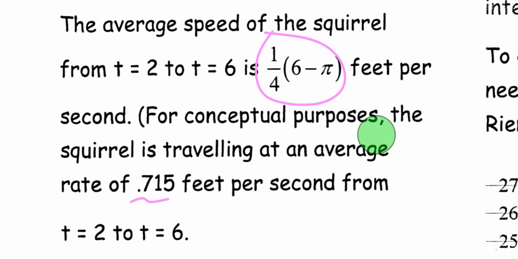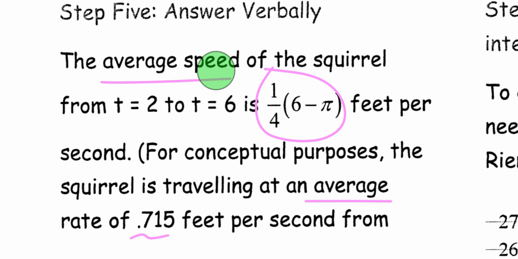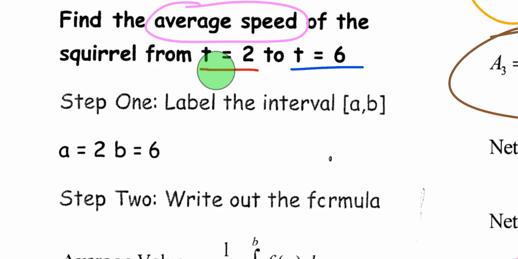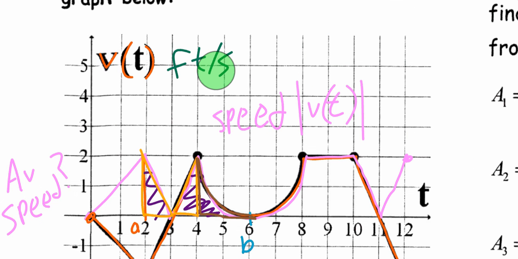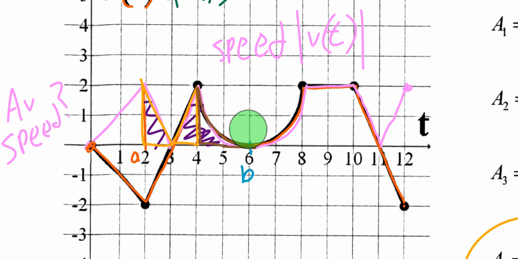Now, that is an average speed, okay? So it's going less than 1 foot per second from t equals 2 to t equals 6 on this interval. And that's it for this example. That's all you have to do. The main gist of this is, if you're given the velocity graph, you need to flip it, make it positive, and then find the relevant areas on your particular interval. So from 2 to 6, we want to find these areas, add them up, and then multiply by 1 over b minus a, in this particular example, 1 over 6 minus 2, and that will give us the average speed of the squirrel from 2 to 6.